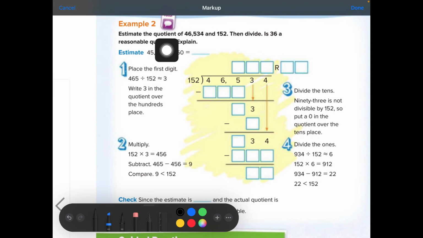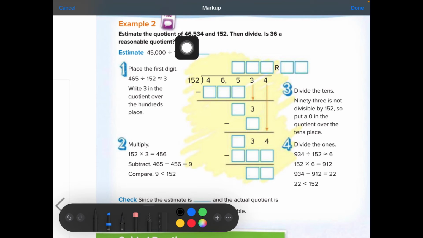All right, example 2, estimate the quotient. Remember, quotient is another word for answer. So estimate the answer of this big number divided by this number. Then divide. Is 36 a reasonable quotient or answer? Explain. Here they took the divisor, which is 152, and rounded it to 150.